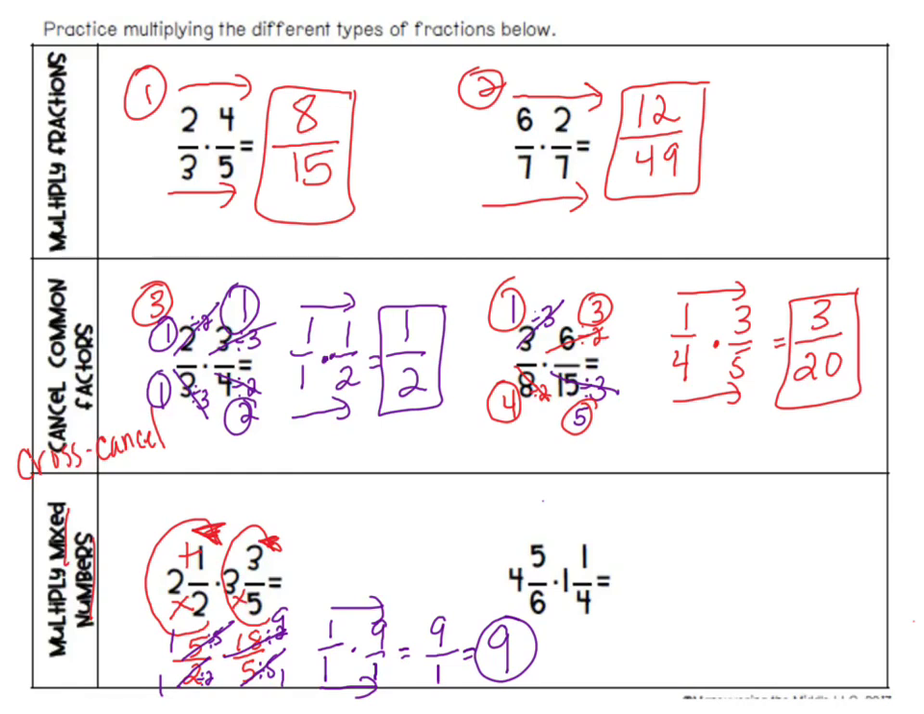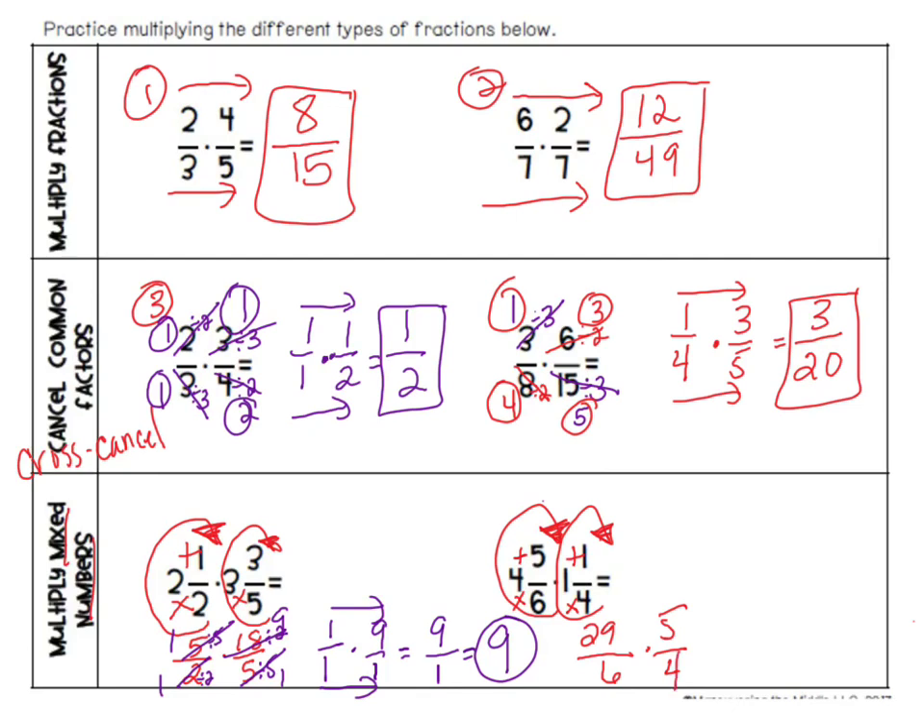All right, so let's look at this last problem now. We have two mixed numbers. So again, I'm going to change them into improper fractions. 6 times 4 is 24. 24 plus 5 is 29. So that will be 29 over 6. That denominator stays the same. 4 times 1 is 4 plus 1 is 5. So this will be 5 over 4.